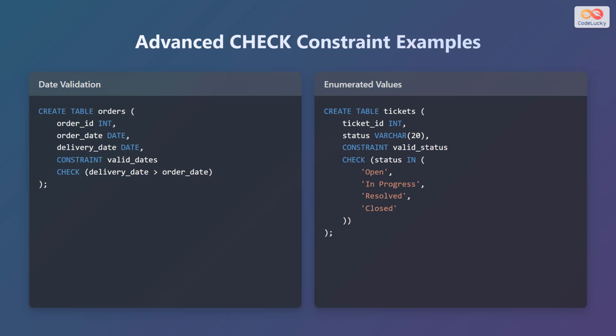Let us now explore advanced check constraint examples. First, let's understand how to validate dates. Here is an example to create a table named Orders with OrderID of integer type, order date of date type, delivery date of date type, and add a constraint named valid_dates. The check here is to validate if the delivery date is greater than the order date. Next, let's see how to use enumerated values. For example, create a table named Tickets with TicketID of integer type, and status of variable character type of length 20. Add a constraint named valid_status to check if the status is in 'open', 'in progress', 'resolved', or 'closed'.